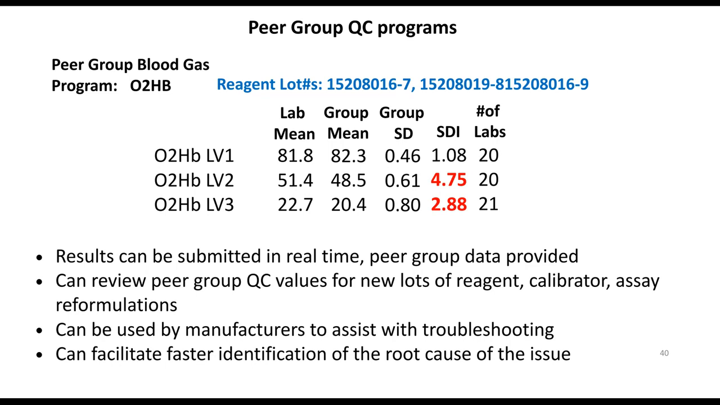So through the use of peer group QC programs, results can be submitted in real time, allowing the lab to compare its results to the peer group. Using the data, the lab can also evaluate QC results for new lots of reagent or calibrator by comparing them to the values obtained for the peer group for that lot. The data can also be used by manufacturers to assist labs with troubleshooting. So in these ways, participation in peer group QC can lead to faster identification of the root cause of an issue and faster recovery from an out-of-control event.